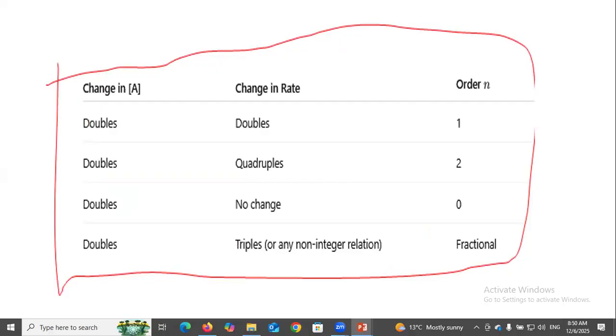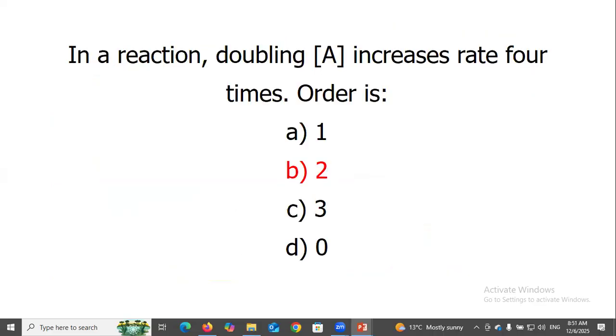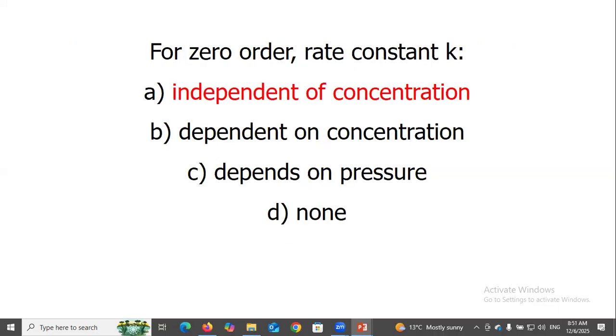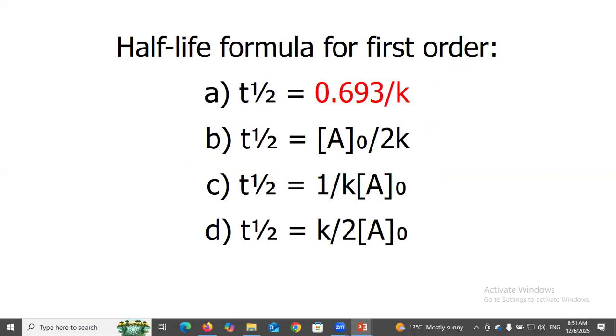So we can conclude: when doubling changes rate by double, order 1; doubling changes rate by quadruple, order 2; doubling with no change in rate, 0 order; doubling triples rate, fractional. In a reaction doubling the A increases rate 4 times, order is second. For 0 order, rate constant K is independent of concentration, dependent on concentration, depends on pressure, none. Correct option is option A, independent of concentration.